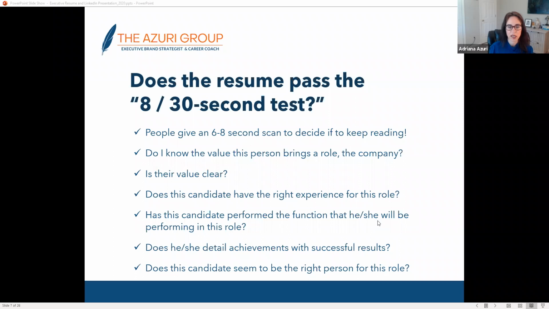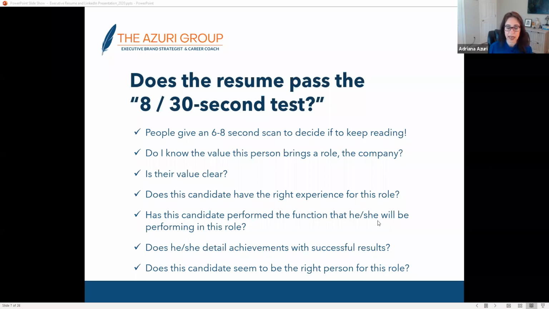So one of the things I always think about: scan it for 8 seconds, see if it pops enough to make you want to read it, and then read it briefly for 30 seconds. Then flip the page over, or minimize it on your screen, and ask yourself these key questions. Do I know the value that this person brings to the role or the company? Is that value proposition clear?